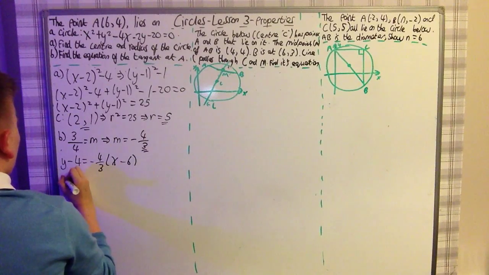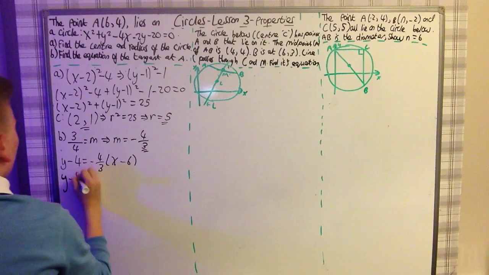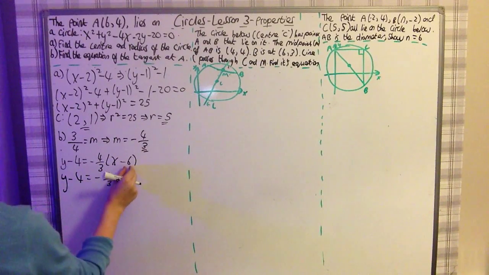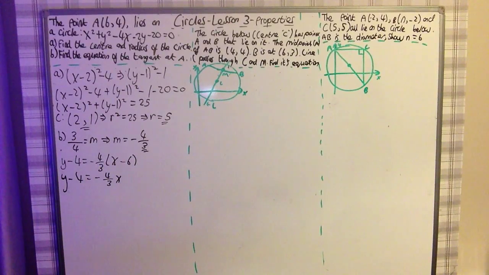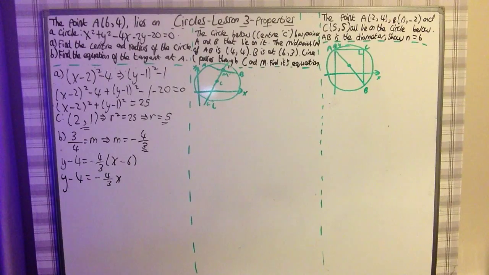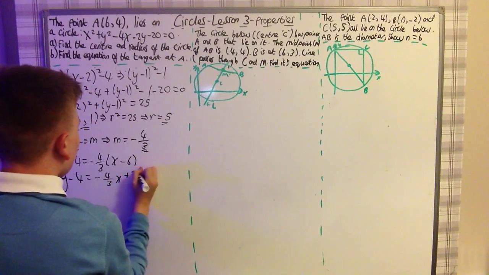Okay? So we get y minus 4 equals minus 4/3 x. Now minus 6 times minus 4/3, well, it's going to become a positive. 6 times 4 is 24 thirds.